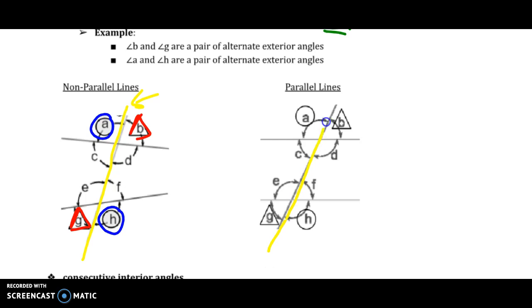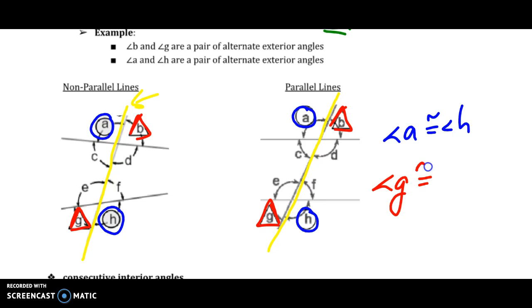Similarly, on this diagram, where they are parallel, we still have alternate exterior angles. However, we know that angle A is congruent to angle H because these lines are parallel. Or if we saw that angle A is congruent to angle H, we would know that the lines would be parallel. Similarly, B and G are still alternate exterior angles. Angle G is congruent to angle B.